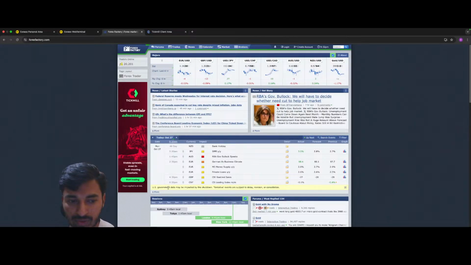But today there is US government data that may be impacted by the shutdown. There is some shutdown, I think so. Tentative events are subject to delay, revision or cancellation. So maybe there are no events today. Every day some event or other will be there. Not like the Indian market, where occasionally there will be the RBI repo rate, budget and election results. Here 1 or 2 events will be there every day. But today there is no event.